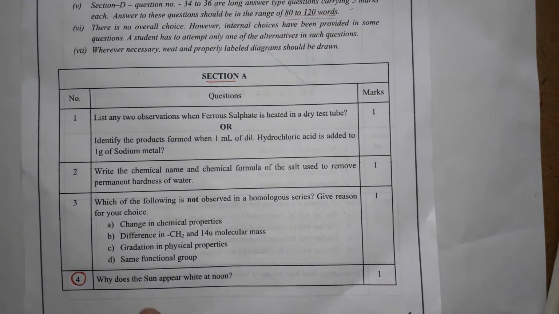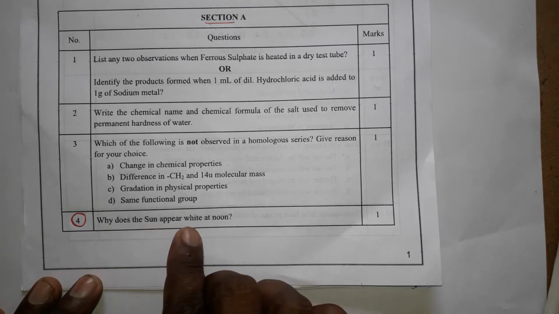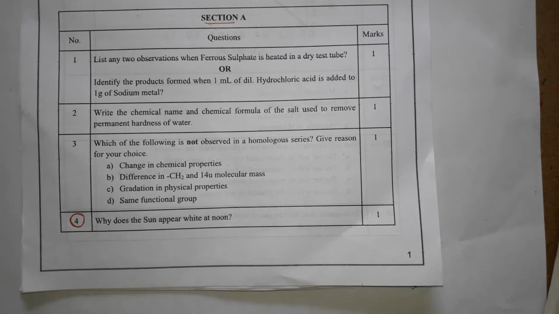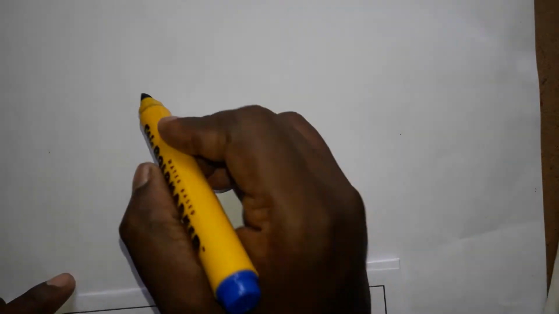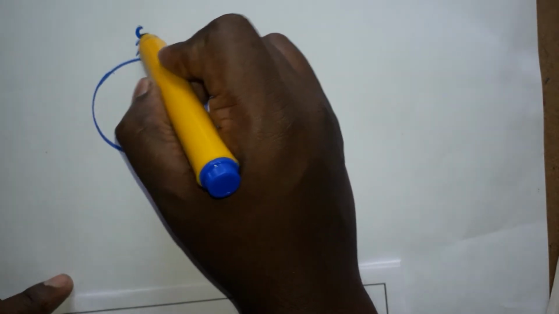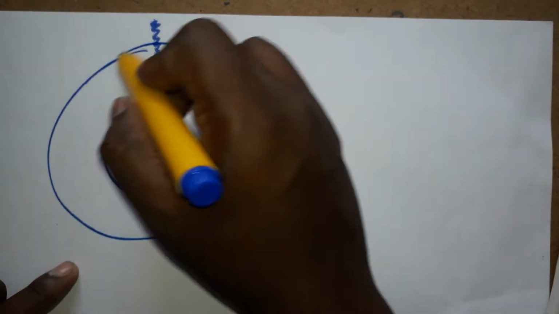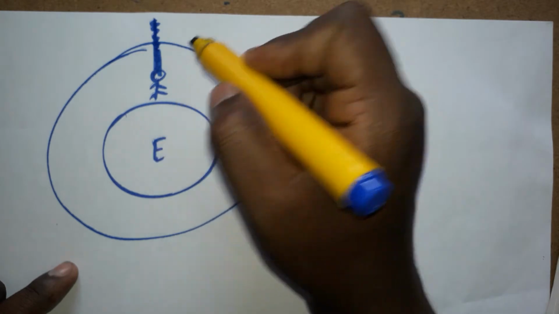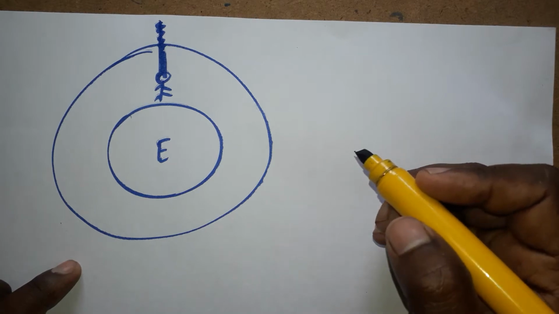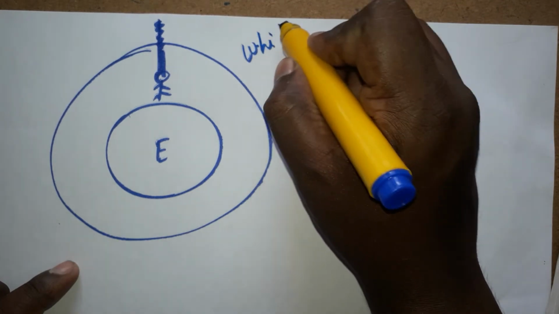In Section A, question number 4 is a physics question. Why does the sun appear white at noon? At noon time, why does the sun appear white in color? For this answer, at exactly noon, the sunlight will be perpendicular to our head. So when the refraction happens at 90 degrees, less deviation will be produced. Another answer is less scattering. The answer key is given as less scattering at noon time. That is the cause of the white color.